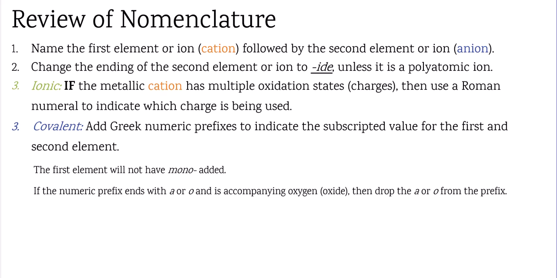If a numeric prefix ends with an A or an O, like mono does, and it's accompanying oxygen, typically in the oxide form, then you're going to drop the A or the O from the prefix. So, carbon monoxide, not carbon monooxide. The other thing is carbon dioxide. Nobody dropped an I just because the I and the O were next to each other. Let's go ahead and give this a little bit of practice.